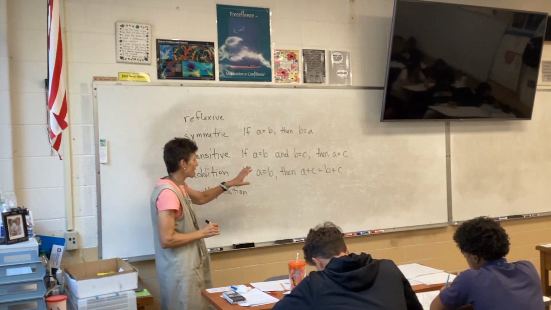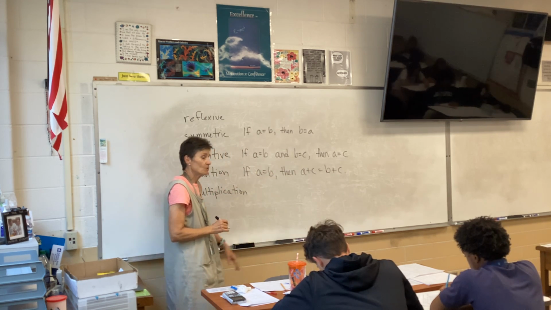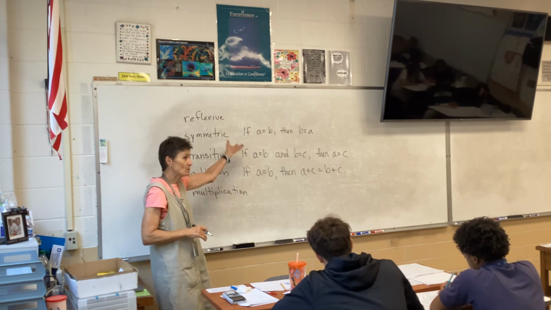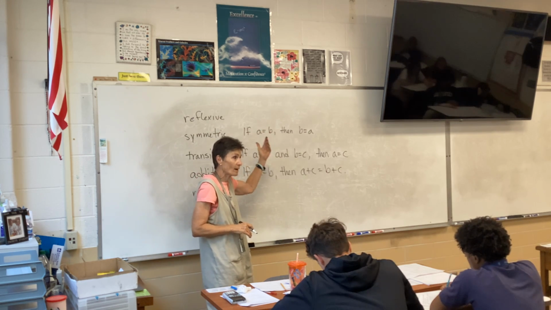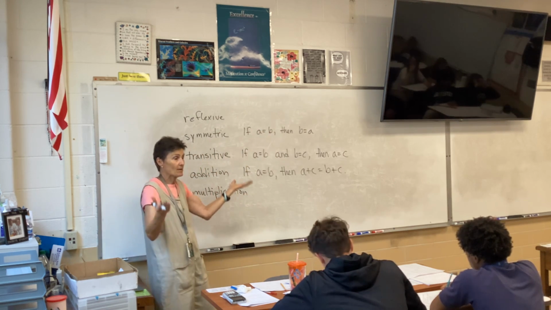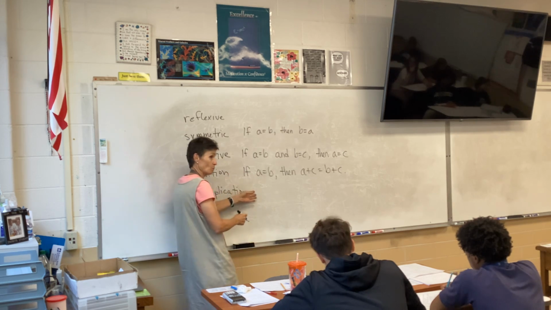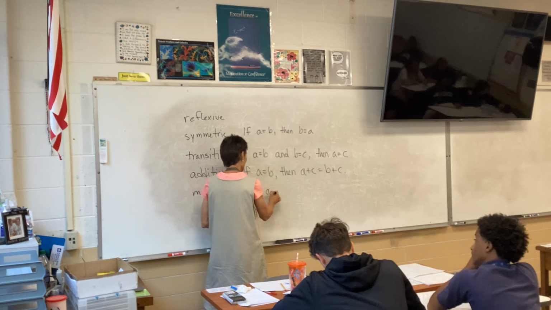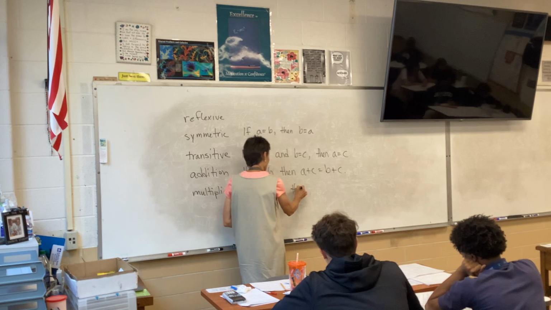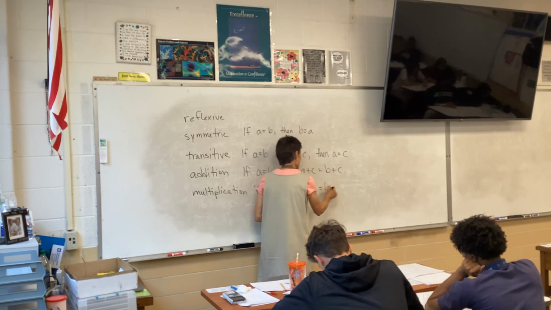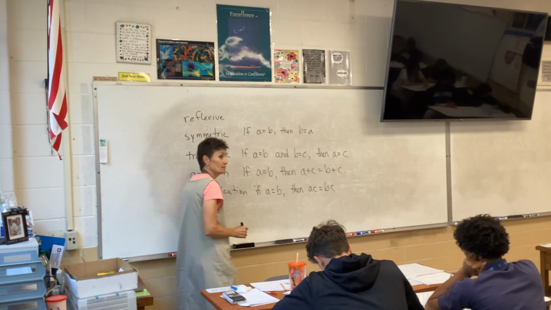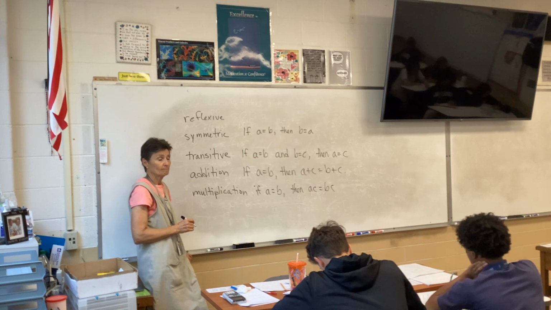And you use that one all the time. Don't we add the same thing to both sides? We just did it when we completed the square, right? You're allowed to do that. And then this one says, if A equals B, then AC equals BC. Multiplication.